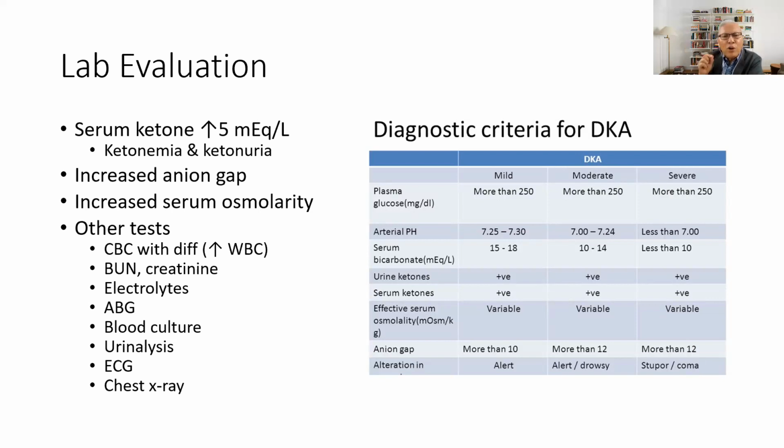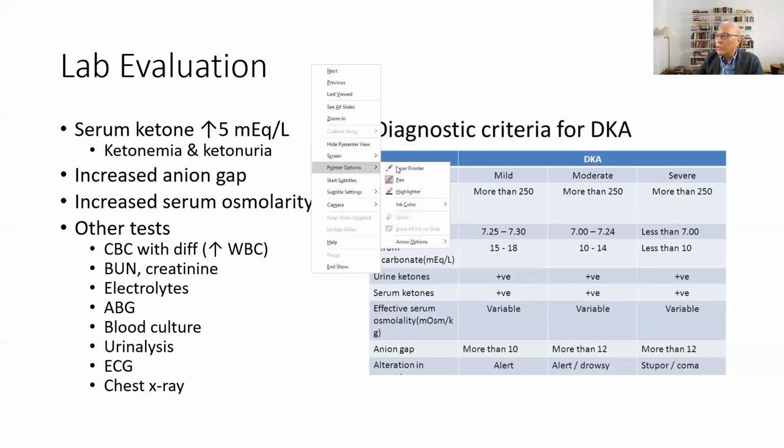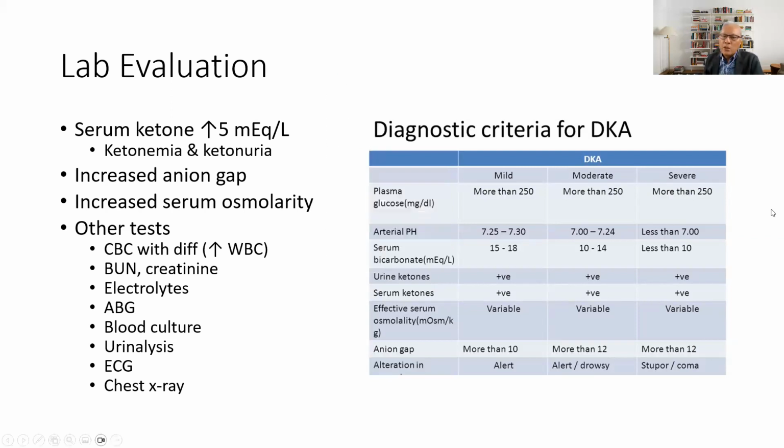However, the definition of DKA is going to be hyperglycemia, and hyperglycemia is going to be defined as a blood glucose above 200. So I'm just going to write that down because it's going to be important for you to remember. So in order to have DKA, what you must have is hyperglycemia. And this hyperglycemia is usually a blood glucose of over 200 milligrams per deciliter.